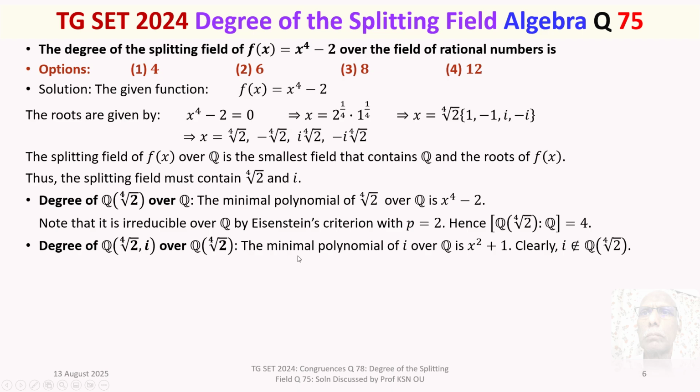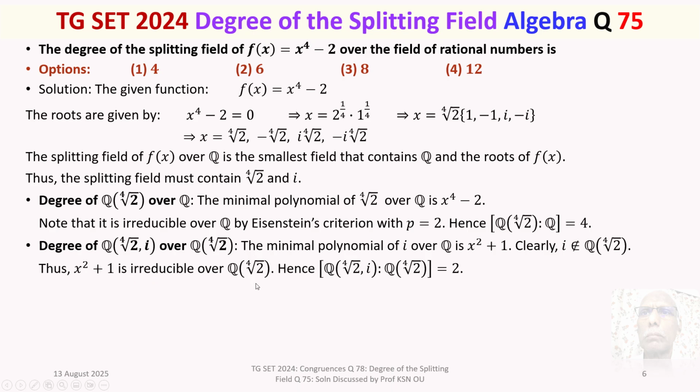For that, we have to find the minimal polynomial for i over Q(fourth root of 2). But before that, we take the minimal polynomial of i over Q. That is x squared plus 1, we all know. Now we ask: is i present in Q(fourth root of 2)? No, i is not there. Therefore, it is an irreducible polynomial over Q(fourth root of 2). We are not finding its roots in this field.